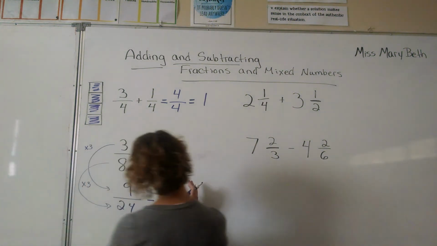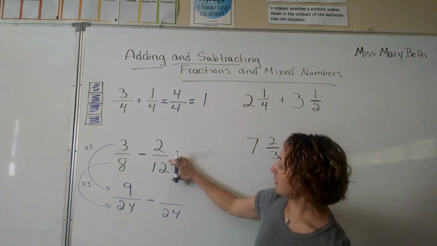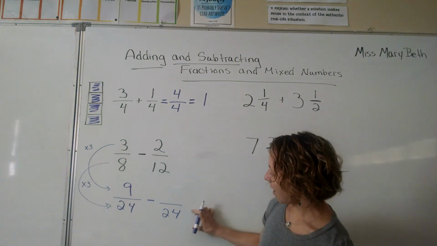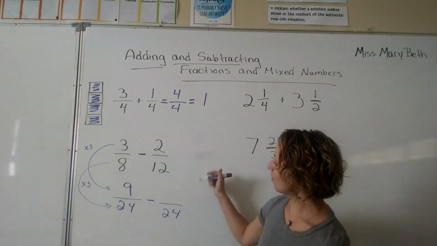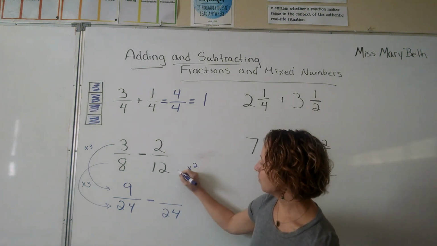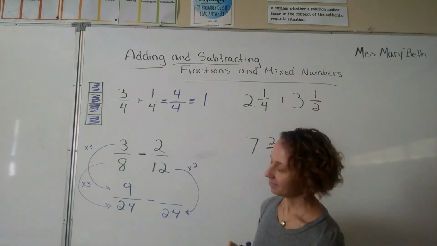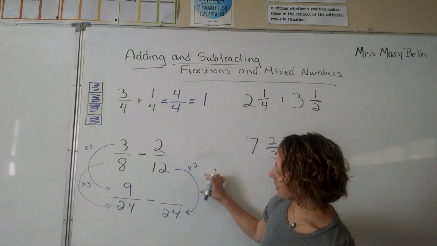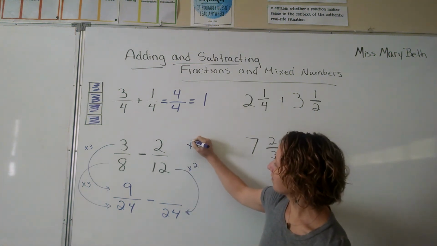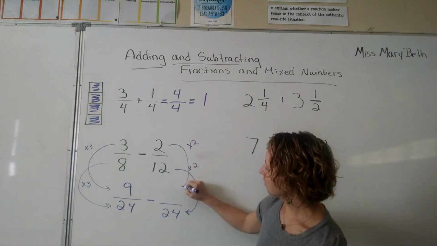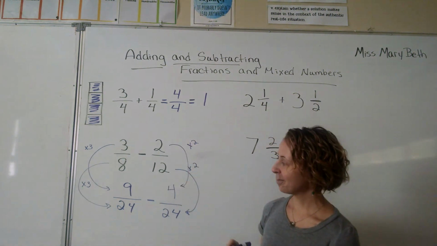All right, let's try this side. I had a 12th size piece. I cut each one in half, so each one is now 2 pieces. So I have 24 pieces total. That's like multiplying times 2. If I'm going to multiply the denominator times 2, I'm going to multiply the numerator times 2 also. 2 times 2 is 4.